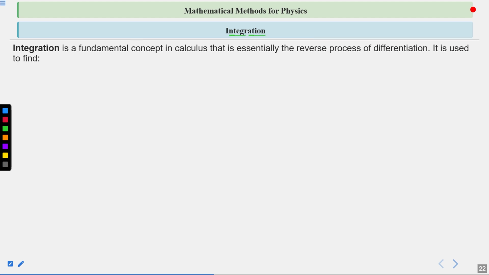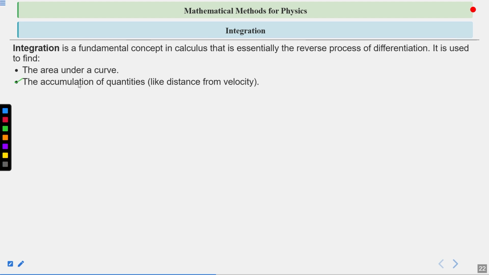Integration. Integration is a fundamental concept in calculus that is essentially the reverse process of differentiation. It is used to find the area under a curve, the accumulation of quantities like distance from velocity, the total change given a rate of change.